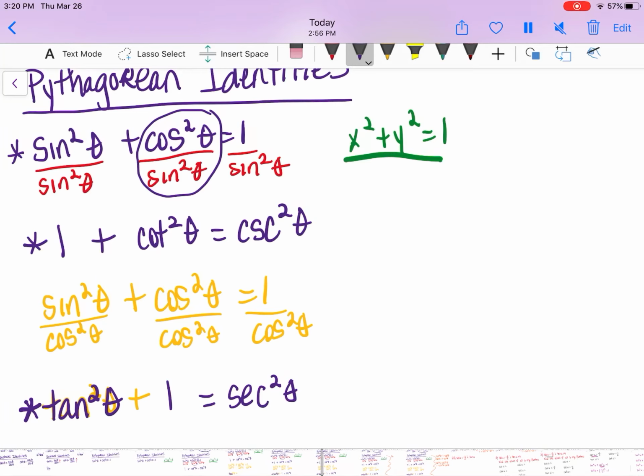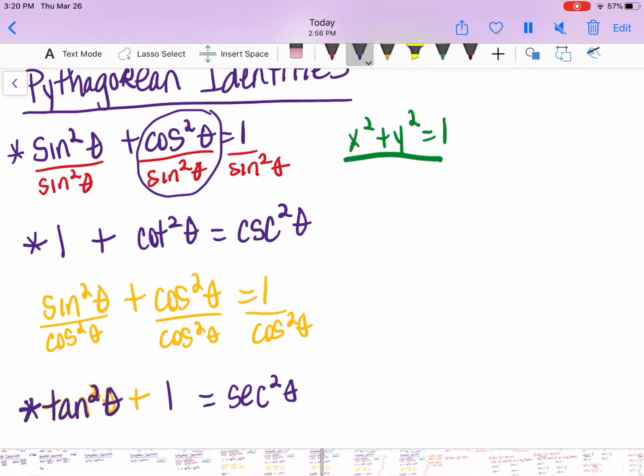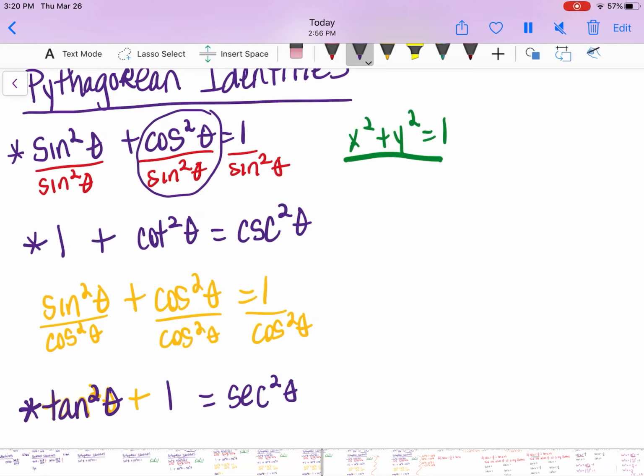And so, looking at these 3 Pythagorean identities again, there are actually alternate versions for each one that you need to be familiar with. For example, if we were to look at that first identity, sine squared theta plus cosine squared theta equals 1, we may see that same identity, but in a different form.